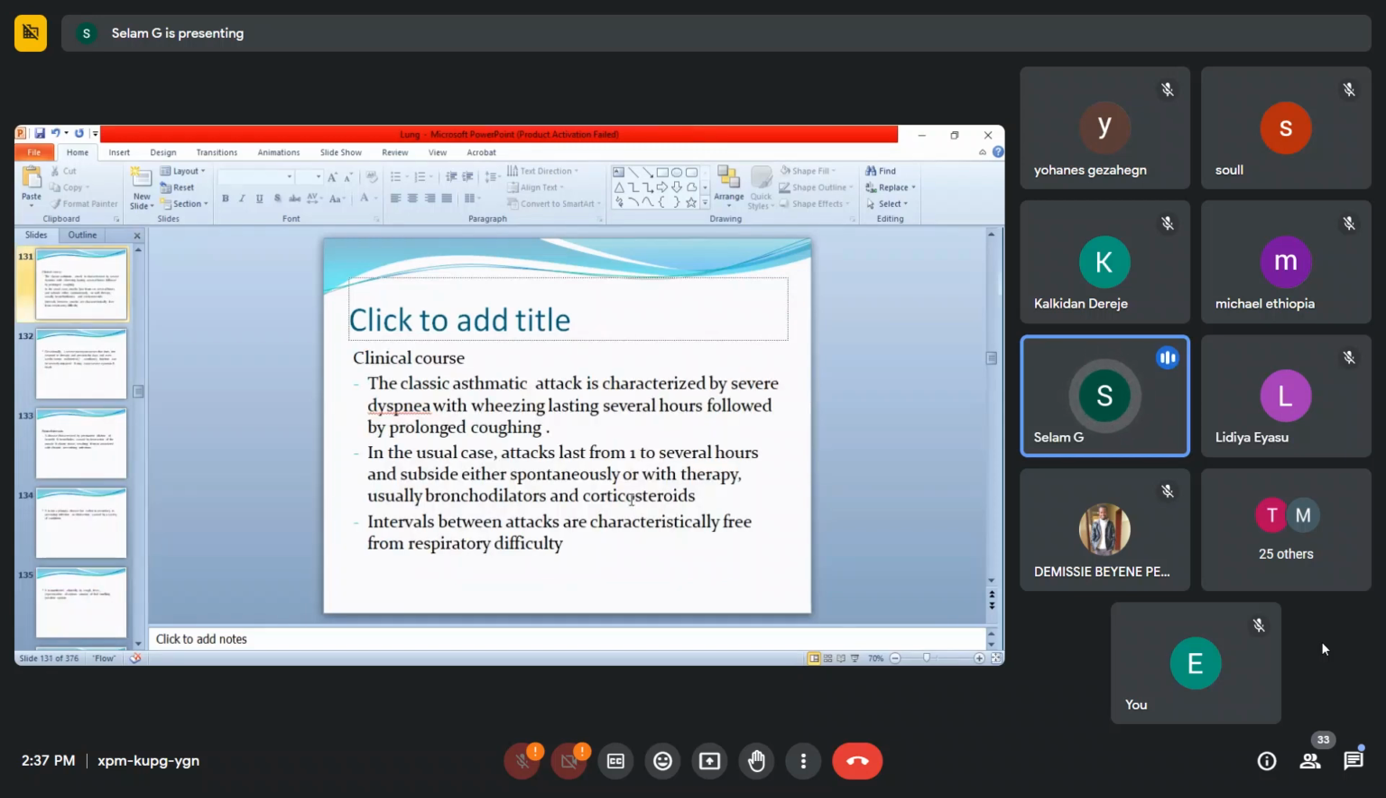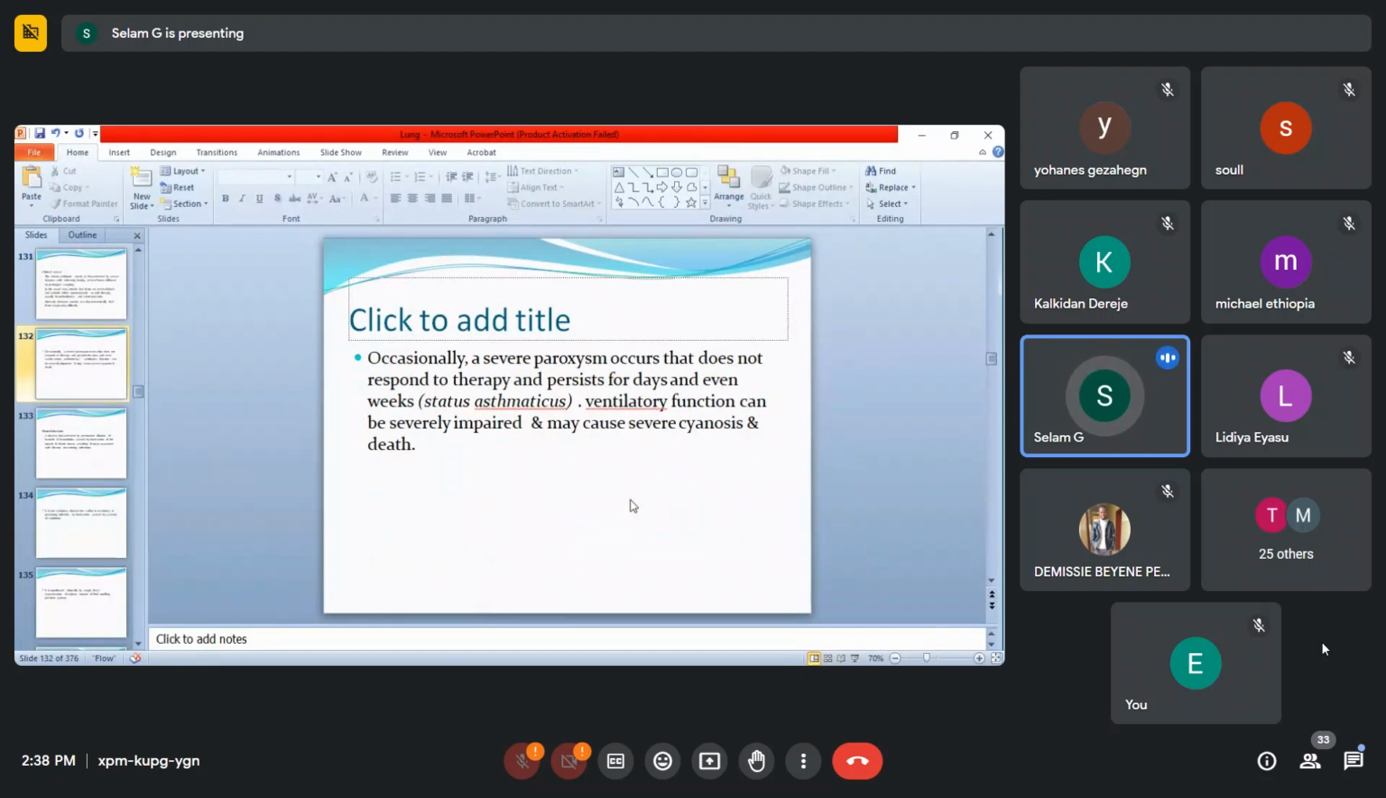Clinical course: the classic asthmatic attack is characterized by severe dyspnea with wheezing lasting several hours, followed by prolonged cough. In the usual cases, attack lasts from 1 to several hours and subsides either spontaneously or with therapy, usually bronchodilators and corticosteroids, and intervals between attacks are characteristically free from respiratory difficulties.